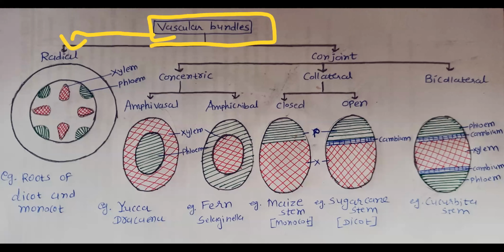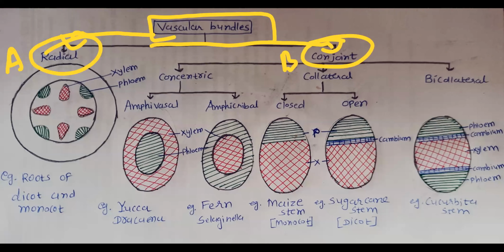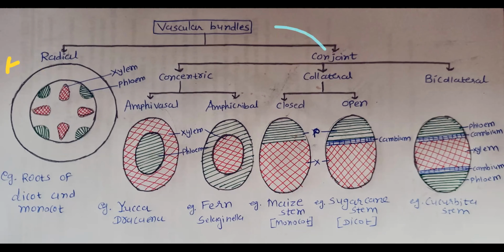These vascular bundles are categorized into two major categories. One is called radial bundles and another one is called conjoint bundles. इसको एक कैटेगरी कहते हैं, इसको दूसरी कैटेगरी कहते हैं. दो मेजर कैटेगरीज के होते हैं बंडल्स, VBs. I would be calling them VBs in short. V for vascular, B for bundles. VBs are of two categories. One category is called radial, another category is called conjoint.